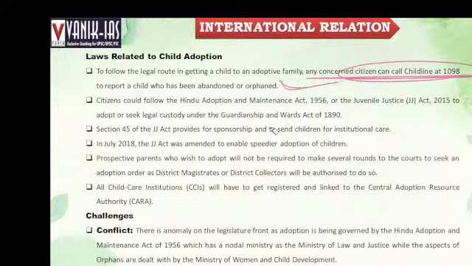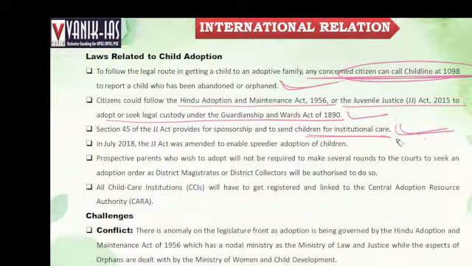Citizens could follow the Hindu Adoption and Maintenance Act 1956 and the Juvenile Justice Act 2015 to adopt, or seek legal custody under the Guardian and Wards Act 1890. Section 45 of the Juvenile Justice Act provides for sponsorship and for sending children to institutional care.